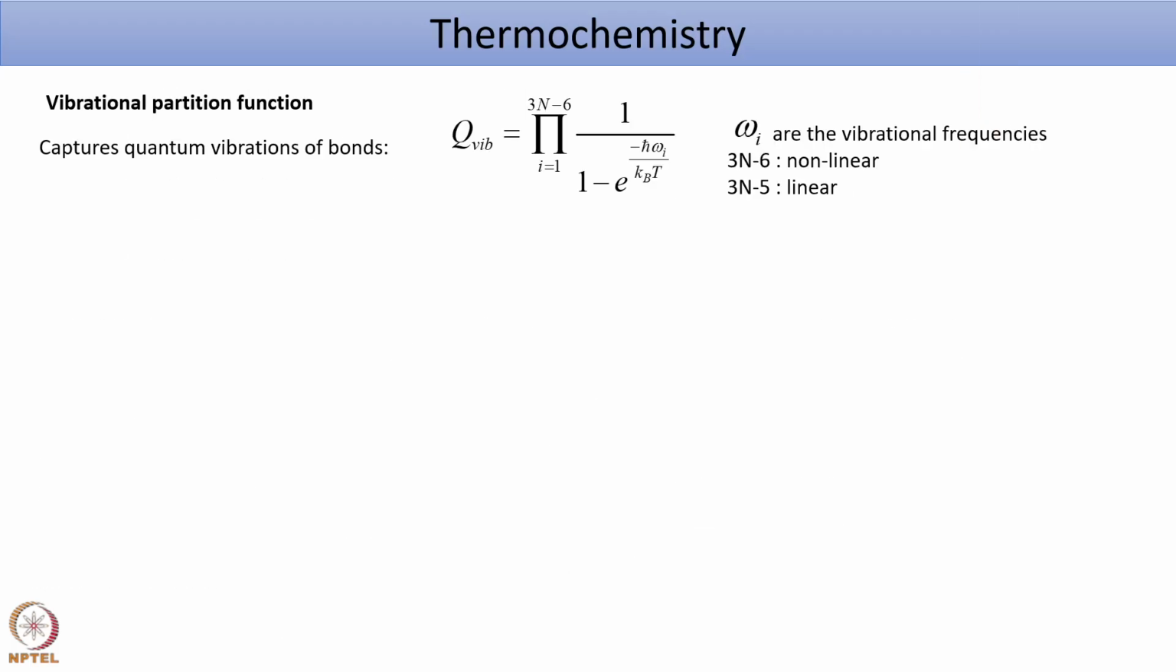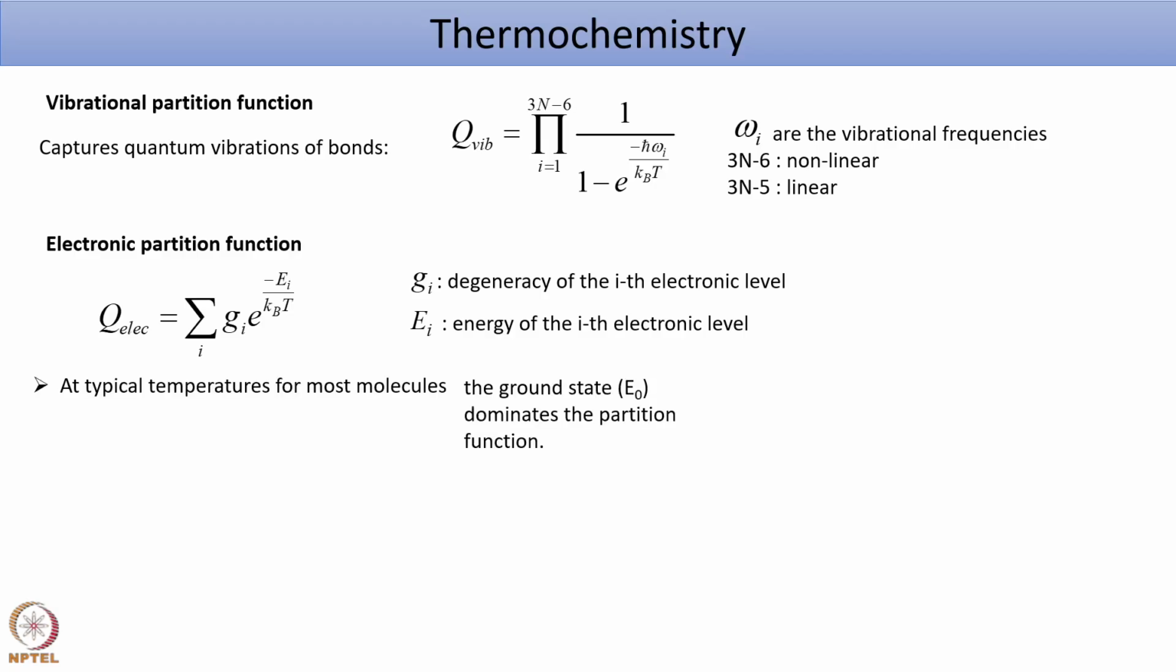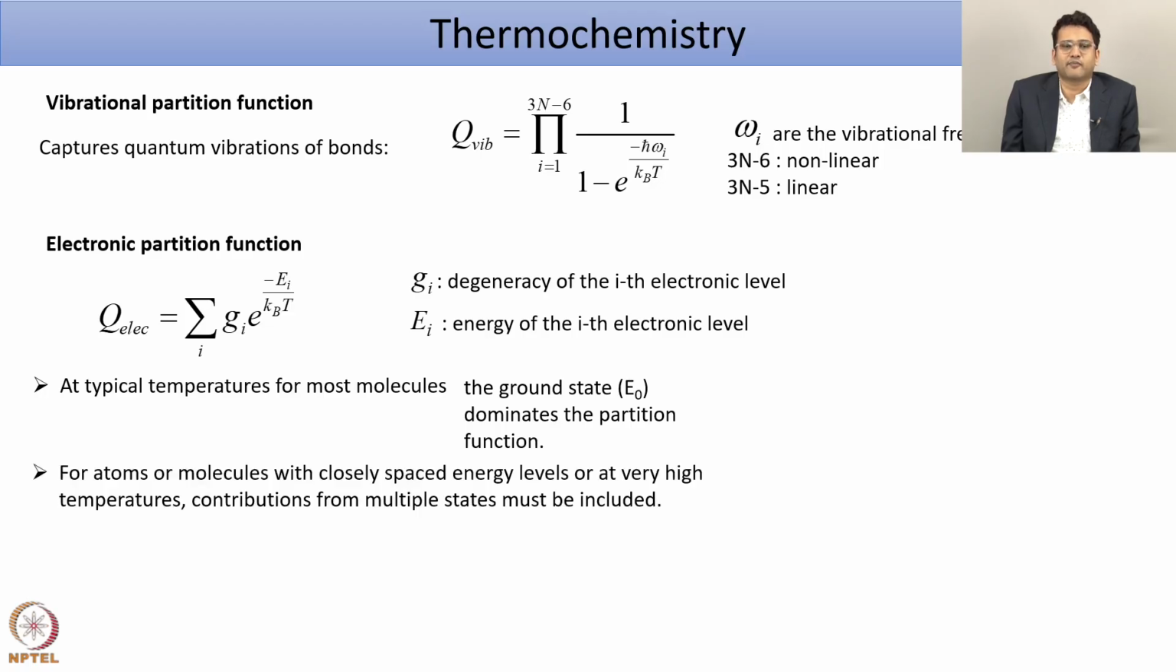And for vibrations we take the harmonic oscillator approximation, and for the electronic partition function we take this form, where Gi is the degeneracy of the electronic level and Ei is the corresponding electronic level energy. At typical temperatures for most molecules, the ground state dominates the partition function, because the energy gaps are so high that at normal temperature it is not possible to populate the excited states.